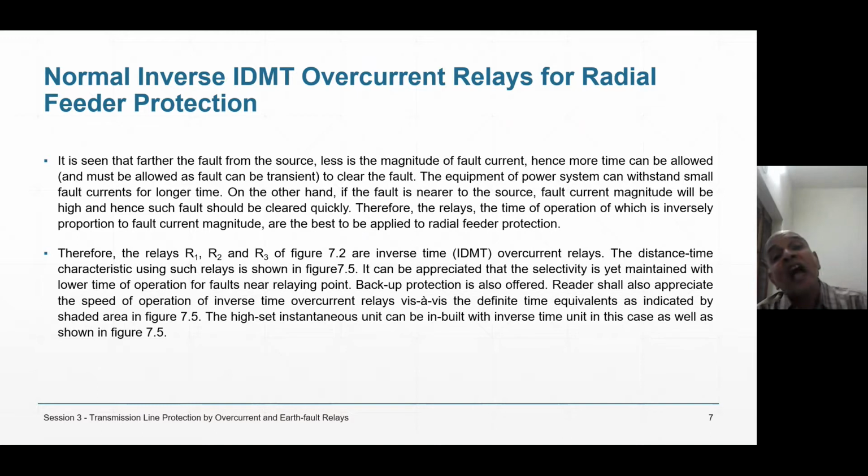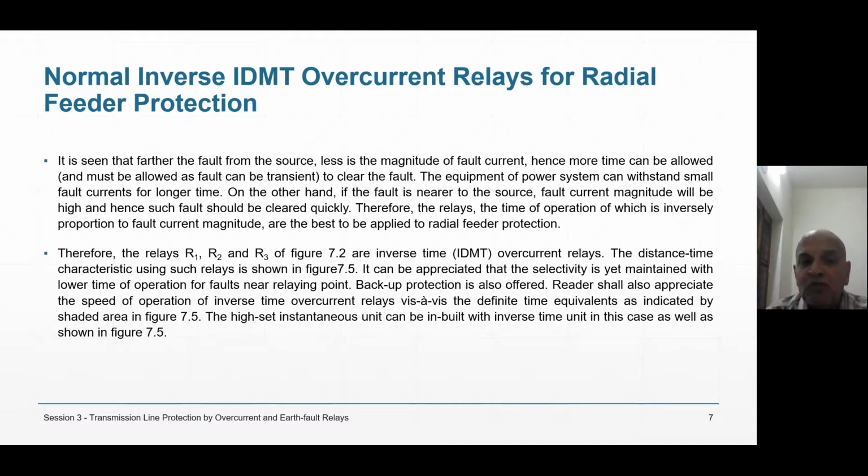R1, R2, R3 are now IDMT relays. Inverse definite minimum time. That definite minimum time is a feature required. Time does not permit me, because I would have to calculate an example to show you that you will not be able to set a pure inverse relay. Pure inverse relay means I into T equal to K, the rectangular hyperbola, that cannot be used.